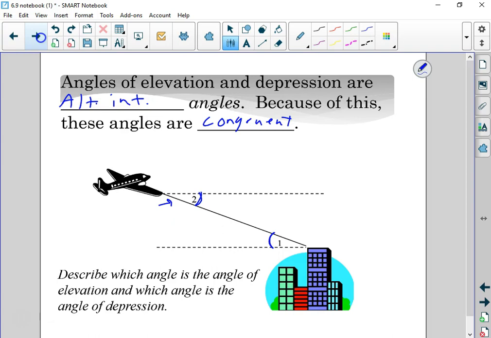Now describe which one is elevation, which one's depression. Well, I'm looking down from the plane, so that's depression. I'm looking up from the top of the skyscraper, so that's elevation.